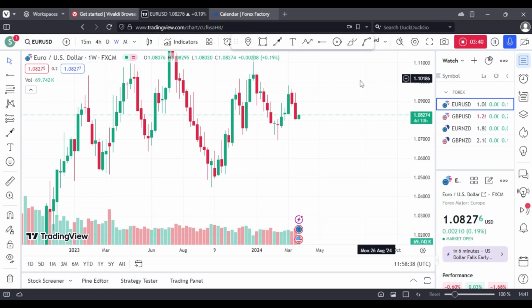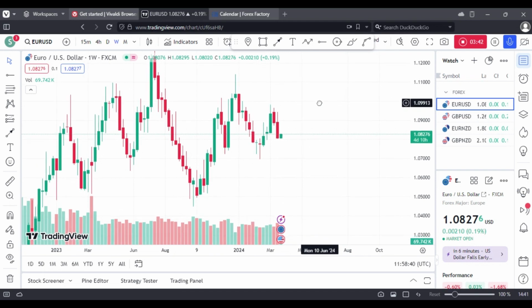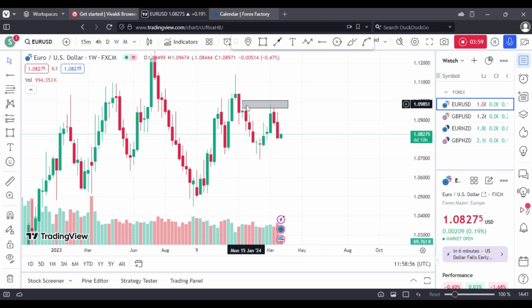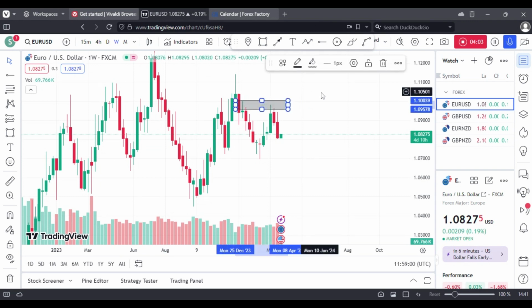Now going to weekly, what do you see here? I can spot a clear double top. This is a very clear double top, and this double top can be very powerful. Why? Because it is on weekly. No, it is not on monthly, because on monthly we don't have this double top. It is only on the weekly time frame.